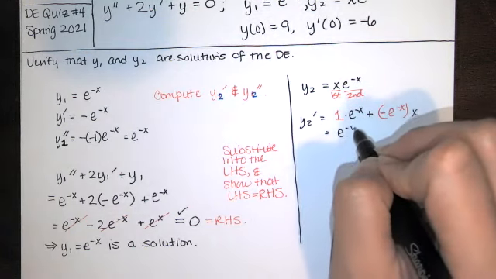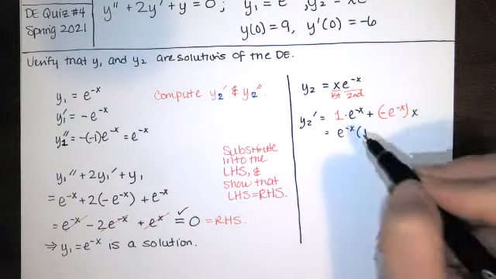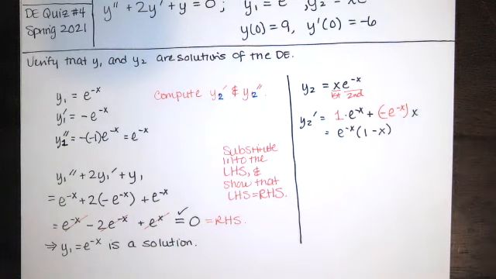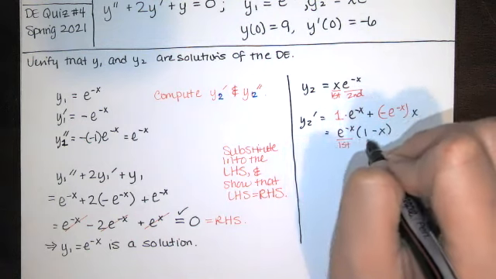So we'll have e to the negative x times 1 gives us our first term, and e to the negative x times negative x gives us our second term. This is our first factor, and that's our second factor.